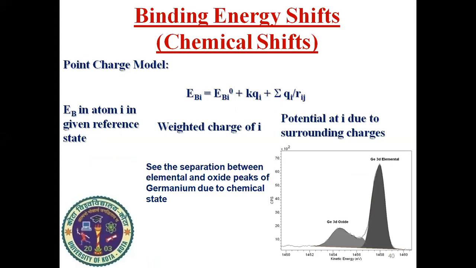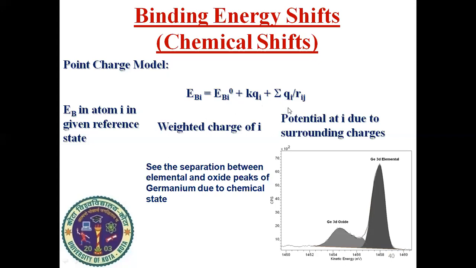Here we can see how the binding energy shifts. For this, we can use the chemical shift point charge model. The binding energy for the ith atom is given by the binding energy of the atom in isolation, plus the weighted charge Qi on the ith atom, as well as the potential that influences this ith atom because of the other surrounding charges.